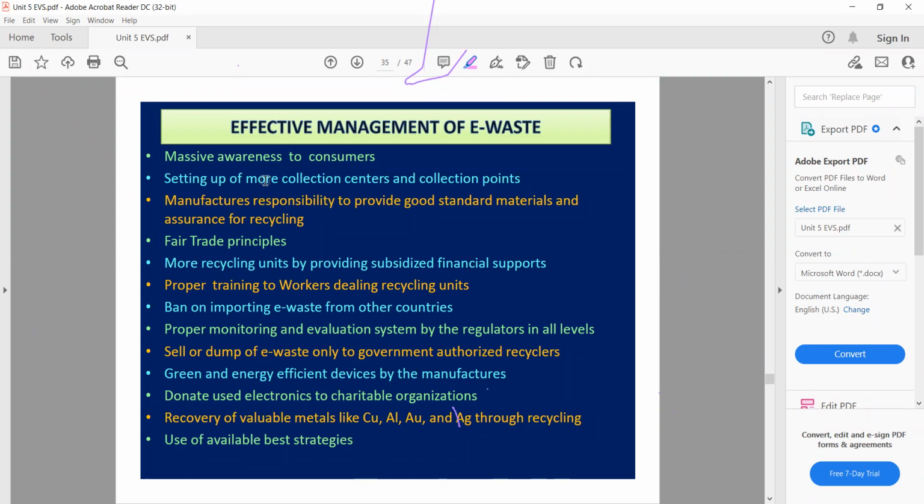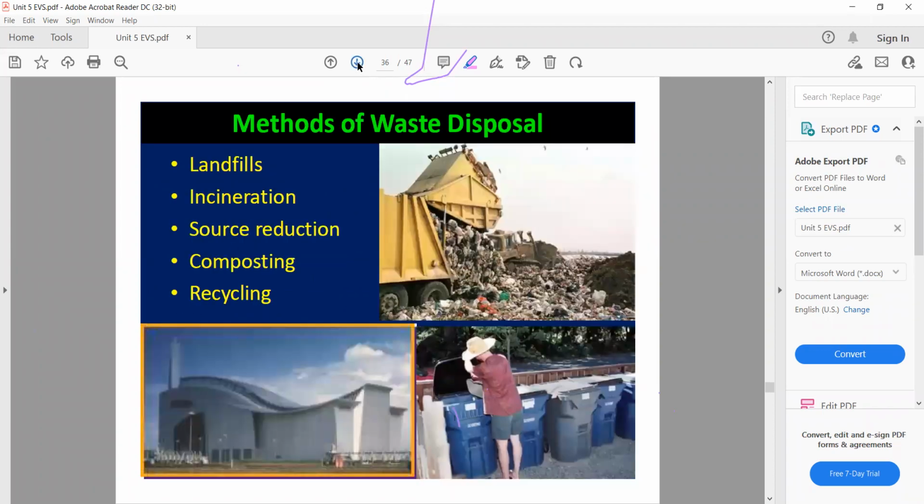Recovery of valuable metals like copper, aluminium, gold, that is aurum, and argentum, Ag, silver, through recycling. Use of available best strategies and donate used electronics to charitable organizations. So these are the best way to manage e-waste. Fine. And what are the methods of waste disposal? Landfills, incineration, source reduction, composting, and recycling.